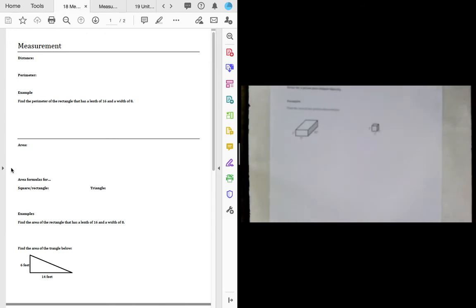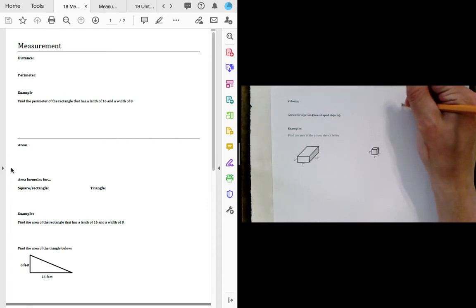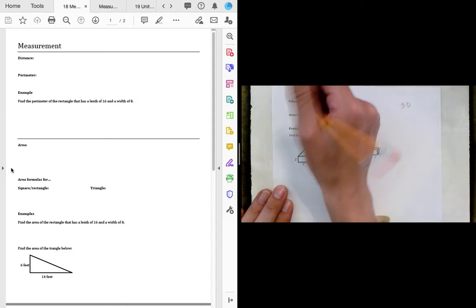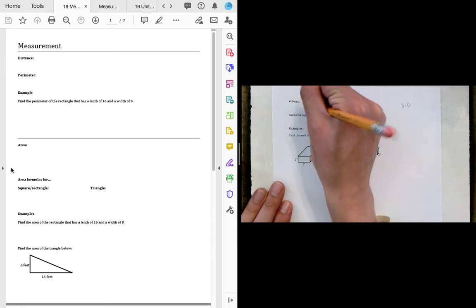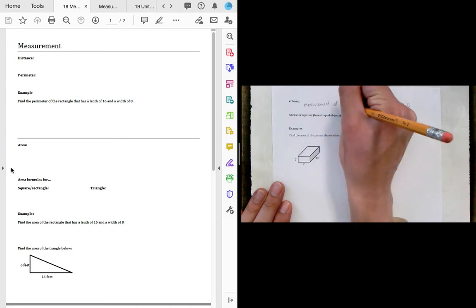Last one we'll talk about in measurement is going up one more dimension. We'll go up to 3D. And so 3D, we have a length, a width, and a height involved. So volume is the measurement, I'm going to say, of space in a three-dimensional object.